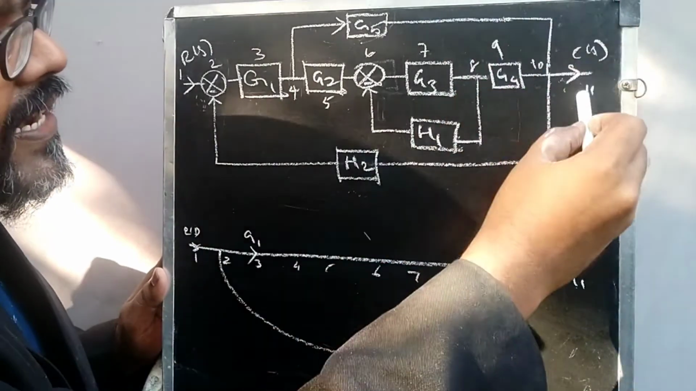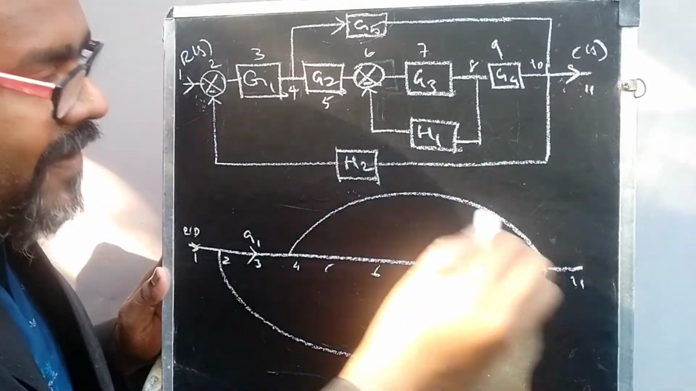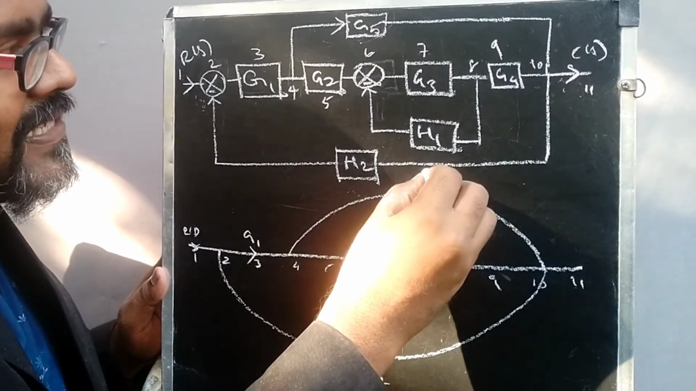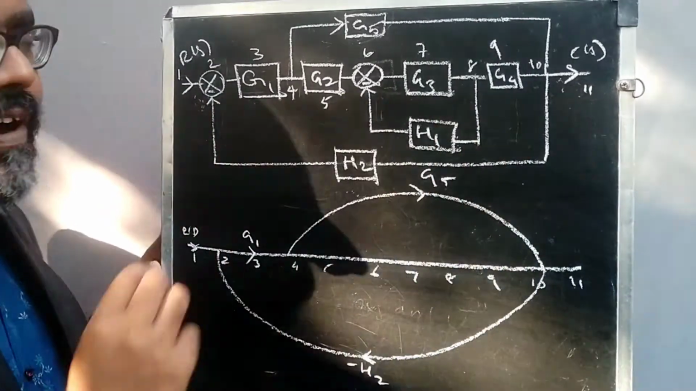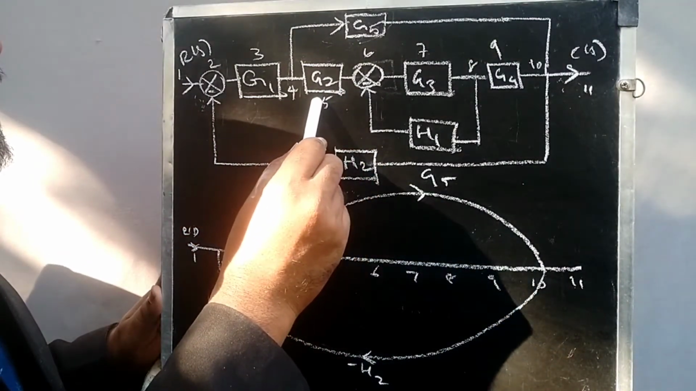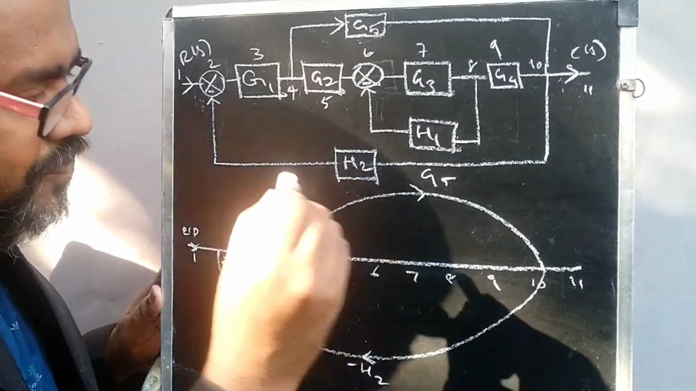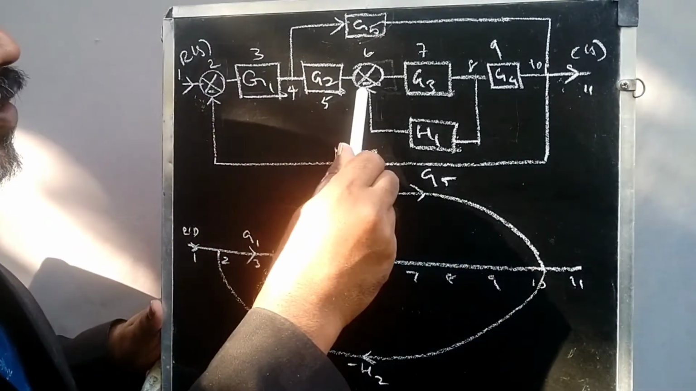So 4 is connected to 10. This 4 is connected to 10 again. In between that, the element indication is the arrow mark. It is G5. Hope you understand. Then come to this particular 5, it is G2. Then indicated as G2. Then look at 6.